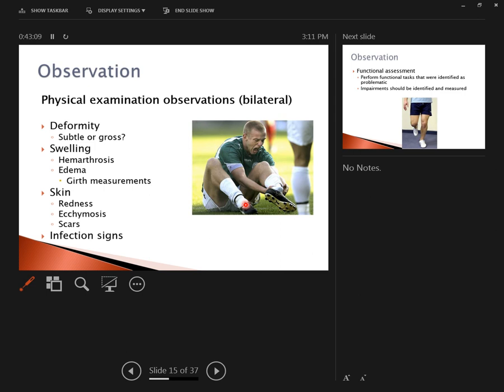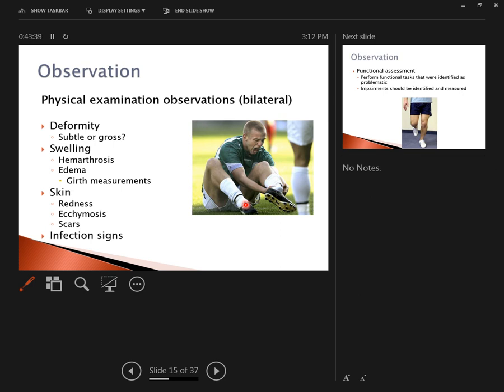Then you have general skin tone. Is there redness? Redness could be a sign of infection. What is ecchymosis? How bad is it? The amount of blood is not necessarily related to the severity of injury. There are some ligaments in the body that just bleed more than others, so you cannot necessarily say, well, there's not much bruising, that means it's probably not that bad. It really just depends on the area of the body to how much it bleeds.